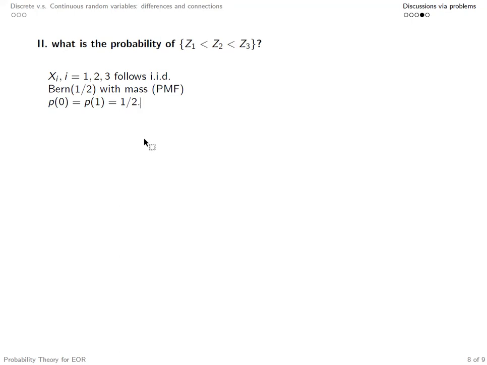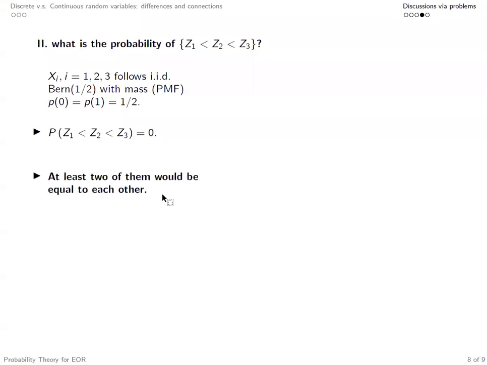Now the question, what is the probability of, for example, x1 smaller than x2 smaller than x3? It's not possible, right? Because there's only two numbers. If x1 equals 0, then x2 has to equal 1. Then x3, well, there is no number left for x3. So we can see that the probability of such event is always 0. At least two of them will be equal to each other.